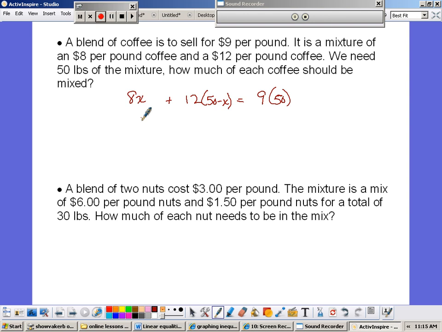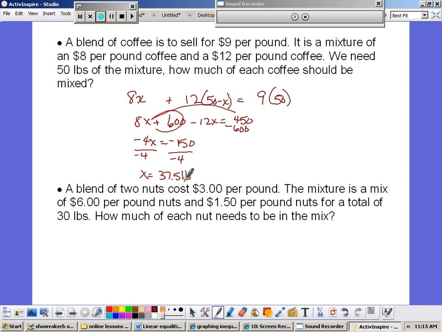So 8X plus 600 minus 12X equals 450. Negative 4X, move that 600 over, equals negative 150. Divide by negative 4. X is 37.5 pounds. 37.5 pounds of the $8 per pound coffee.